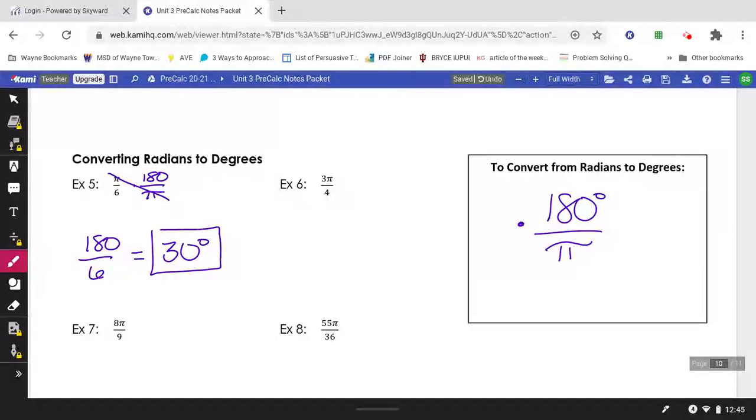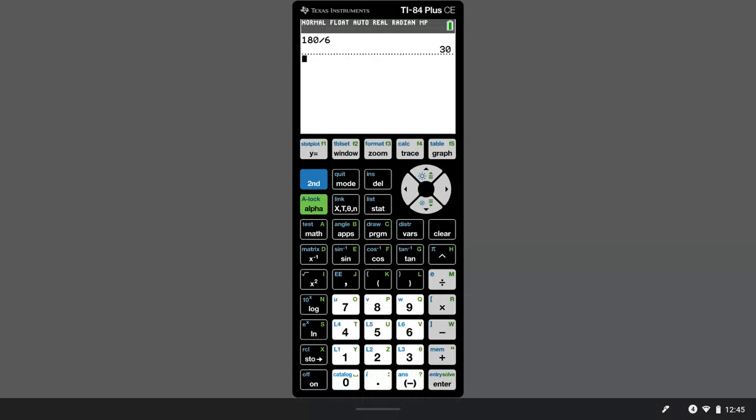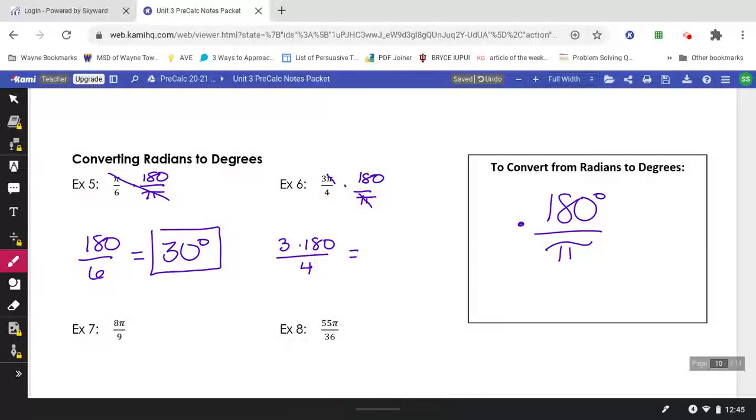All right, let's look at example number 6. Multiply by 180 over pi. The pi's cancel, so that 3 stays there, but the pi cancels with it. And then you're going to multiply 3 times 180 over 4. So 3 times 180 over 4. In your calculator, 3 times 180, and you could hit enter if you'd like, and then divide it by 4. That's what I usually do. 135 degrees.